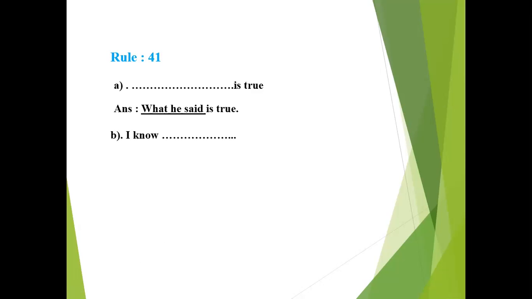B. I know dash. I know when he will come. Here, when he will come is an object, so it is a noun clause. And what he said is a subject, so it is also a noun clause. So we can say that a noun or noun equivalent is used as a subject or as an object.